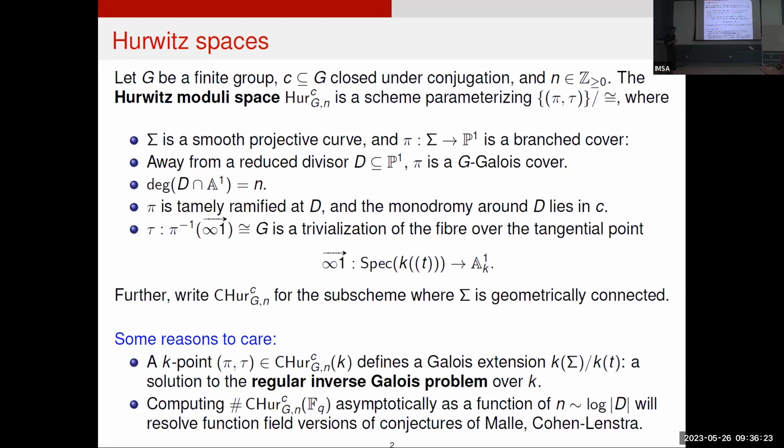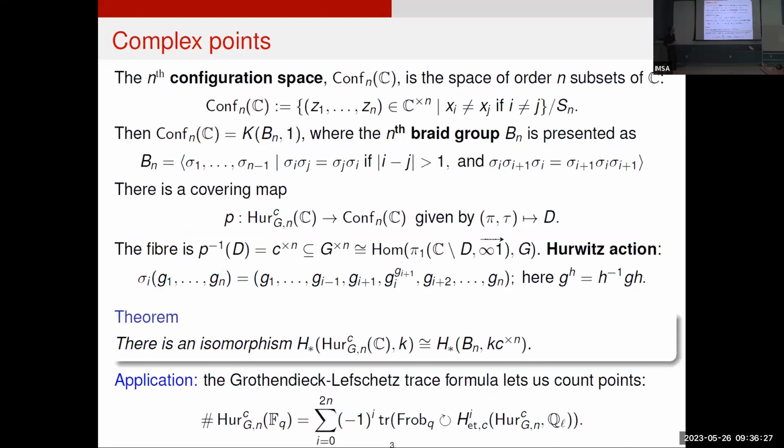So that's my motivation. And now let me rapidly switch into topology. So let me talk about the complex points of the scheme. I want to study the scheme. The way that I want to study it is by studying the cohomology of its complex points. And I can tell you exactly what the topology of the complex points is.